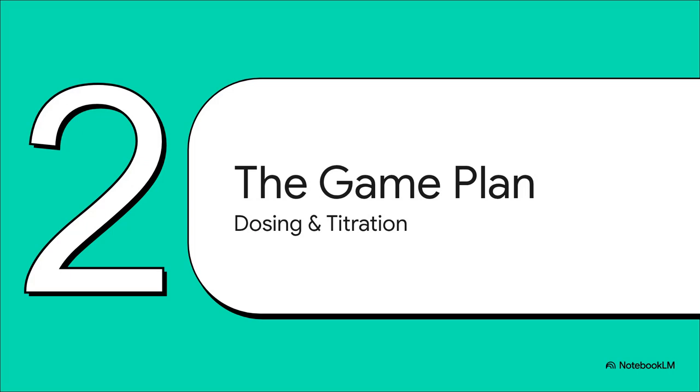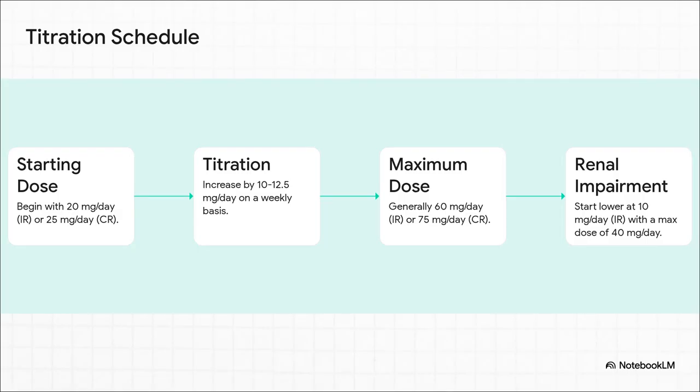Okay, so you've found your candidate. Excellent. Now for the game plan. Let's talk about how to actually dose and titrate this medication correctly. This is pretty much your standard playbook. You're going to start at 20 milligrams a day for the immediate release form and then bump it up weekly. But here's the really crucial part you can't forget: special populations. If your patient has renal impairment, you have to start lower, 10 milligrams, and keep that max dose lower too.